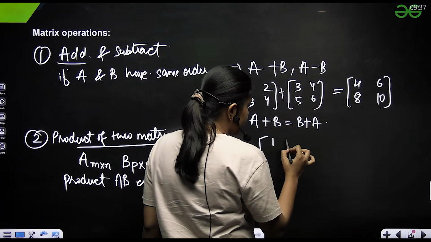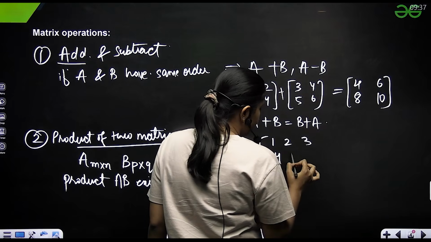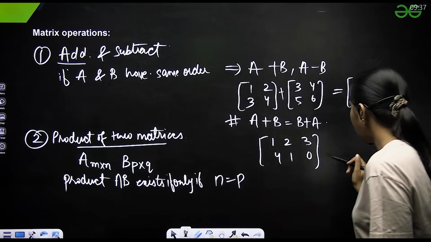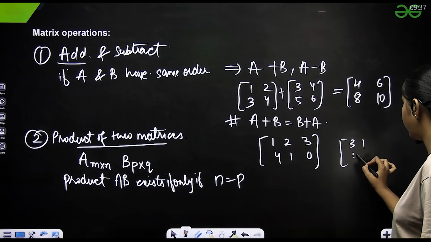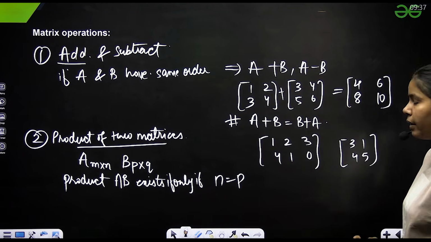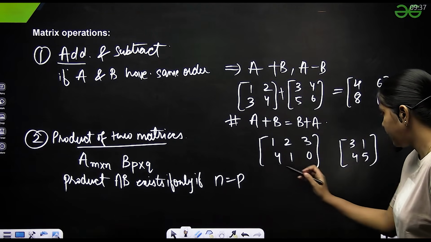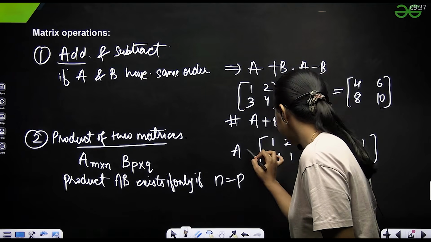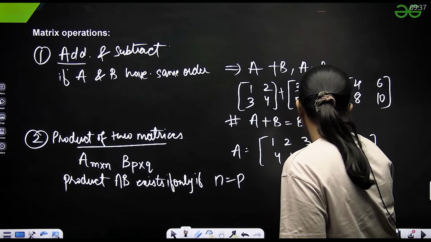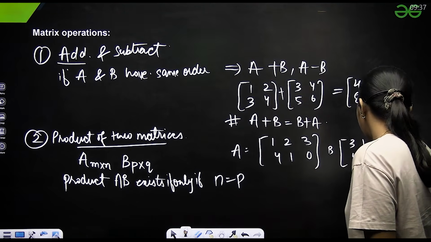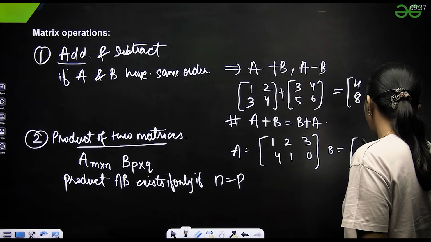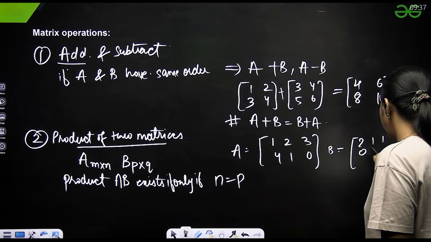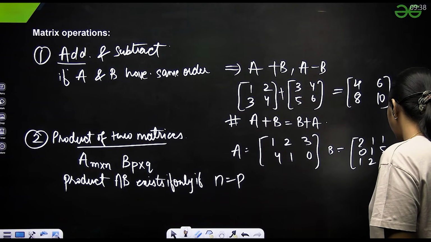And let's say we have this matrix 1, 2, 3, 4, 1, 0. And let's say I have another matrix 3, 1, 4, 5. Let's say this is my A matrix. This is my B, or let's say 7, 1. Let's write it like this: 2, 1, 1, 0, 1, 5, 1, 2, 1.